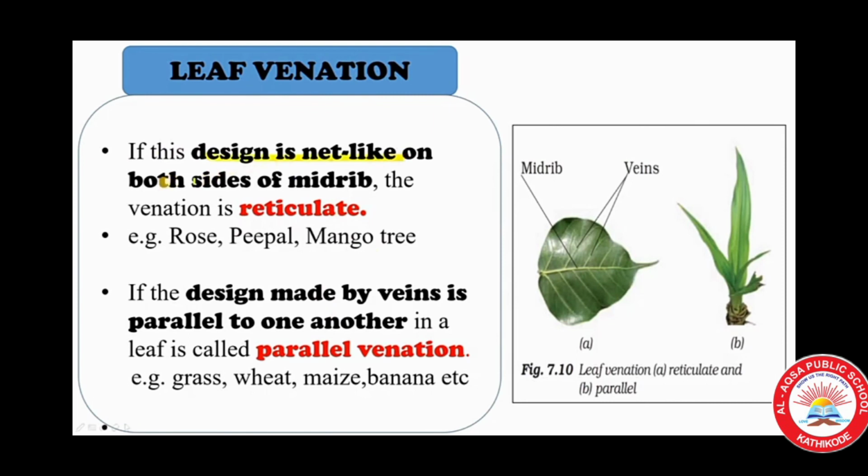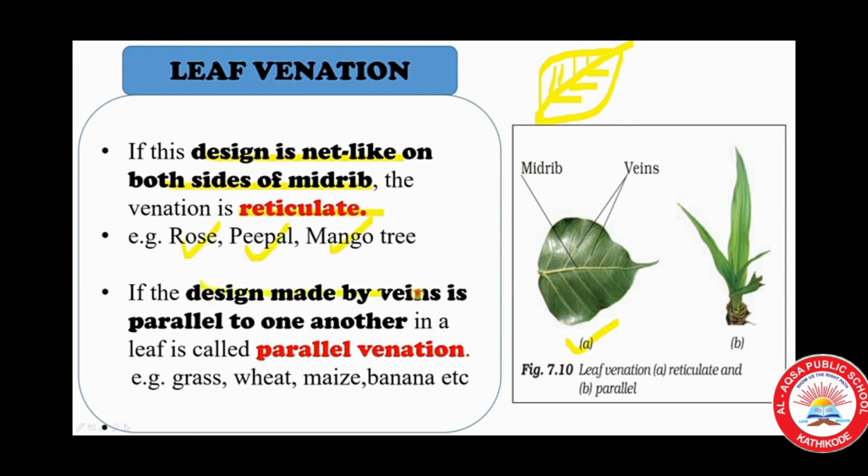Then what is reticulate venation? If the design is net-like, as you can see here in this leaf, it is net-like on both sides of the midrib. This type of venation is called reticulate venation. Examples: rose leaf, peepal, mango tree leaves.